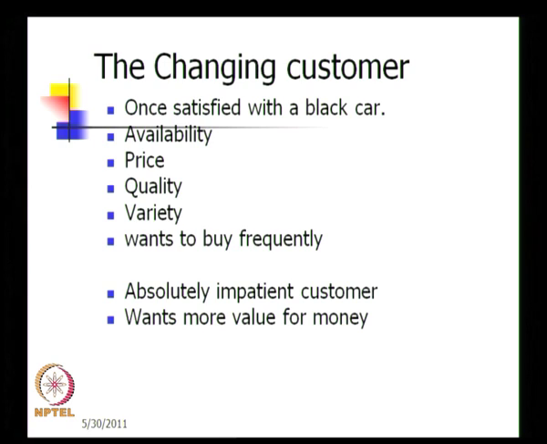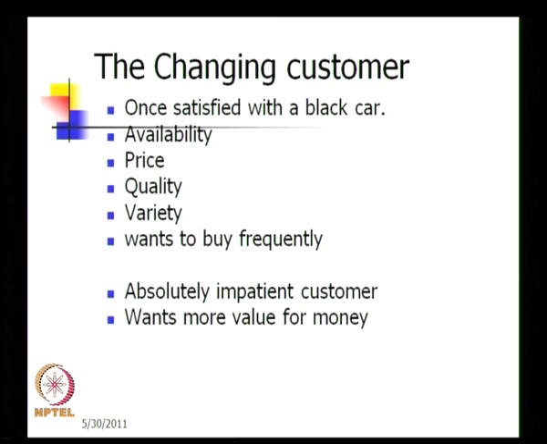Last but not the least, the customer also wants to buy frequently. I had already mentioned earlier that in the past the customer would change the product only when the product was not usable or when the product could not be repaired. Now today the concept of repairing an existing product has almost become obsolete. Now products are such that they are either taken back or they are simply disposed of. The concept of repairing something does not exist so much today.